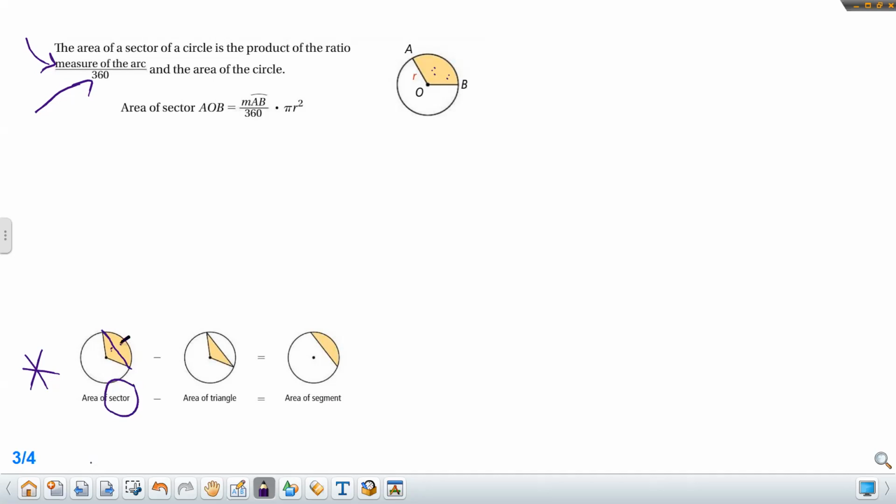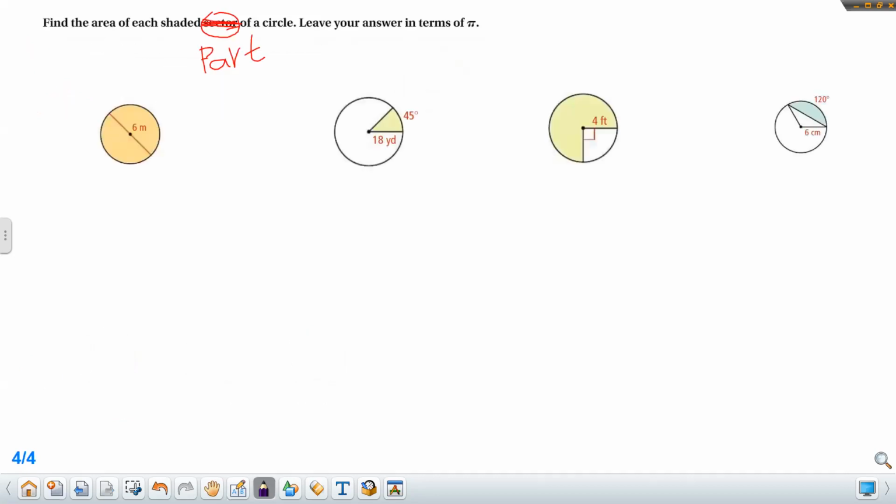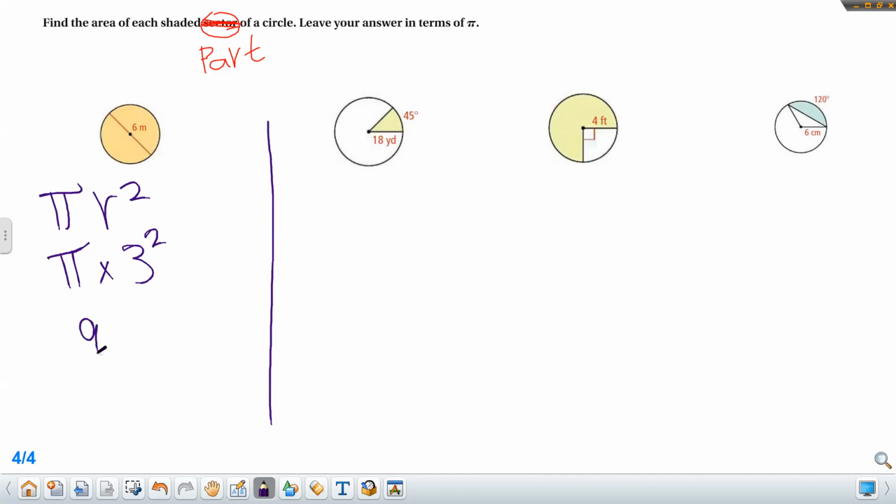Good, segment. Okay, for example, find the area of each shaded part of this circle. Leave the answer in terms of pi. Number one, what's the shaded part here? Yes, good, it is a circle. What's the area of the circle? Pi r squared. So the area equals pi times r squared. R is the radius. The radius here is half of 6, which is 3. So 3 to the power 2 is 9, giving 9 pi.